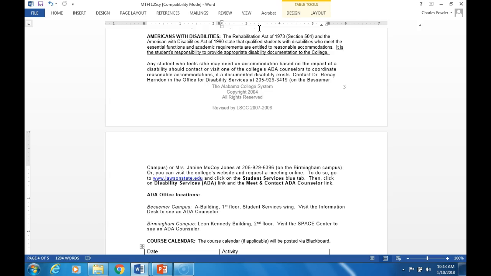I don't remember the room number, but it's Dr. Renee Herndon. On the Birmingham campus, it's in the Leon Kennedy building. For those of you who know Birmingham, that's where the cafeteria and police are, on the first floor. Up on the second floor is the bookstore, but also the Space Center. Go to the Space Center, that's where Mrs. McCoy-Jones is. Okay. Any questions on that?